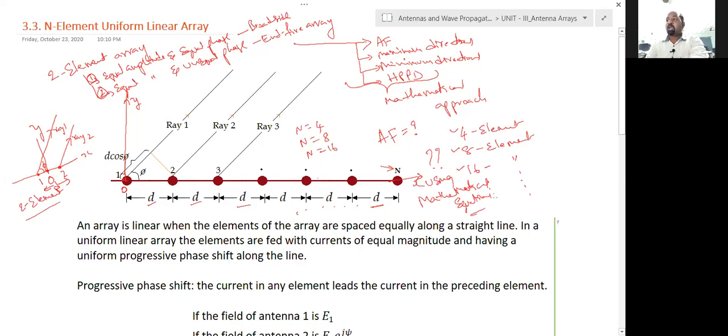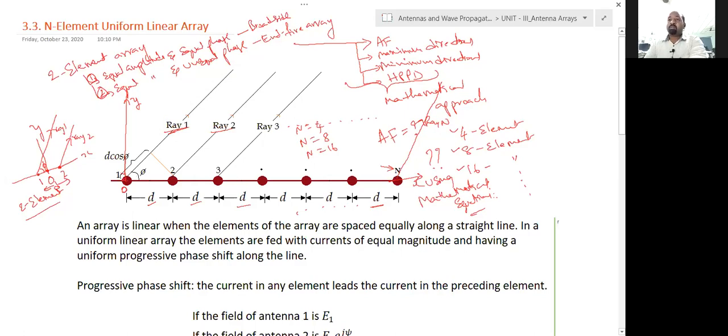On the positive x-axis, as shown here, all the antennas are placed. Ray 1 is the EM waves radiated by antenna 1, ray 2 is EM waves radiated by antenna 2, ray 3 is EM waves radiated by antenna 3, and so on. And this is ray n, EM waves radiated by the nth element.